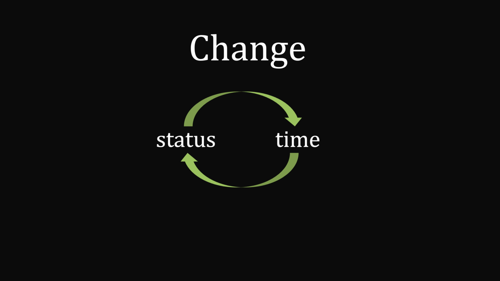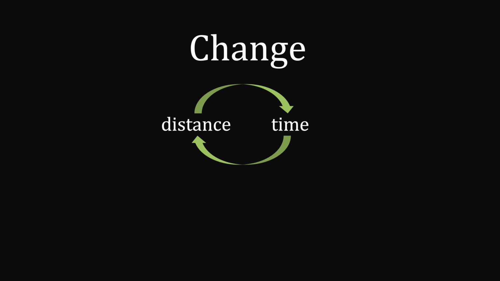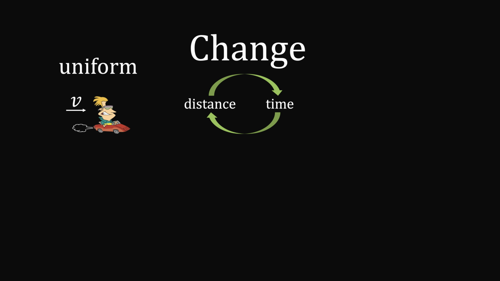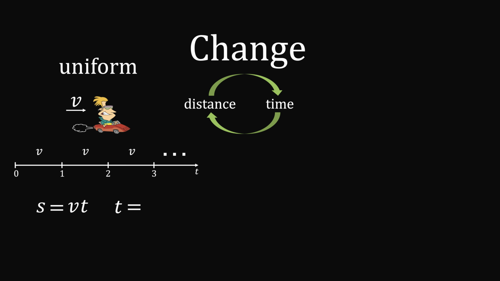The two things can be status and time, for example. So if we know how status changes with time, we can use that to figure out one from the other. For example, the relationship between distance and time. The simplest case is uniform motion, where per unit time change of distance is constant. In that case, the relationship is straightforward, and we can easily back out time from distance.